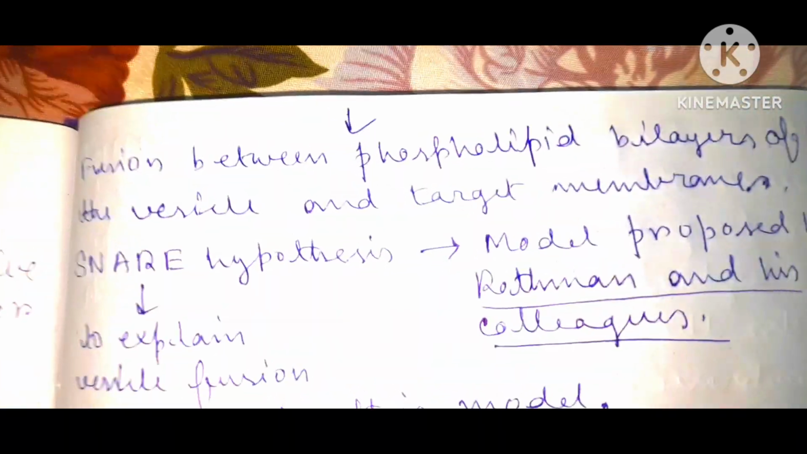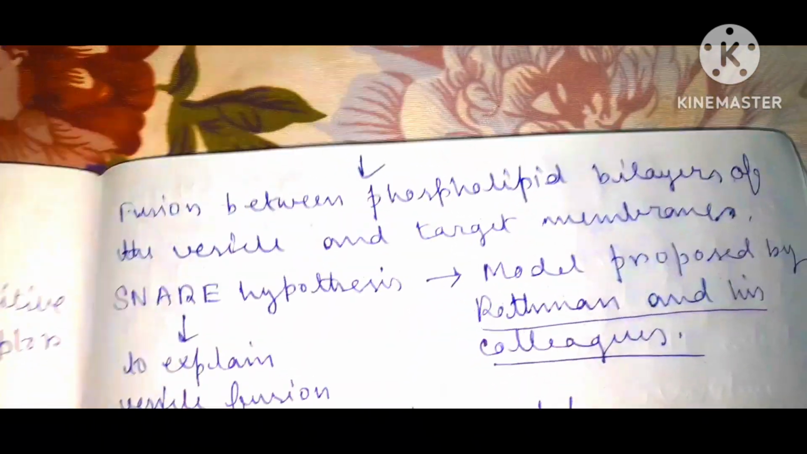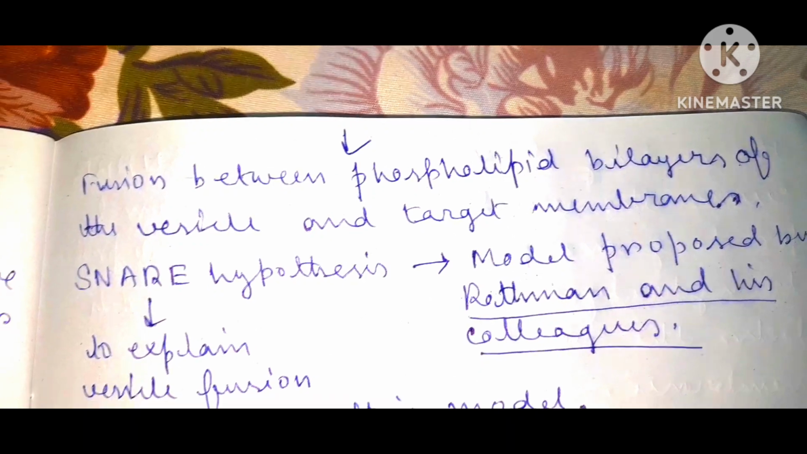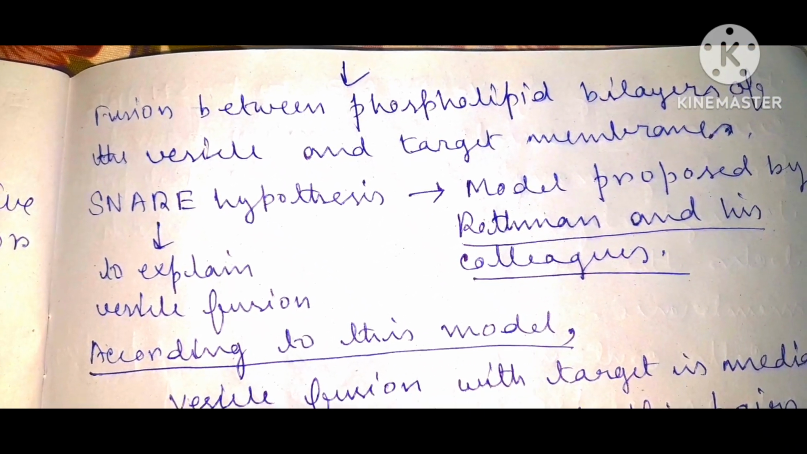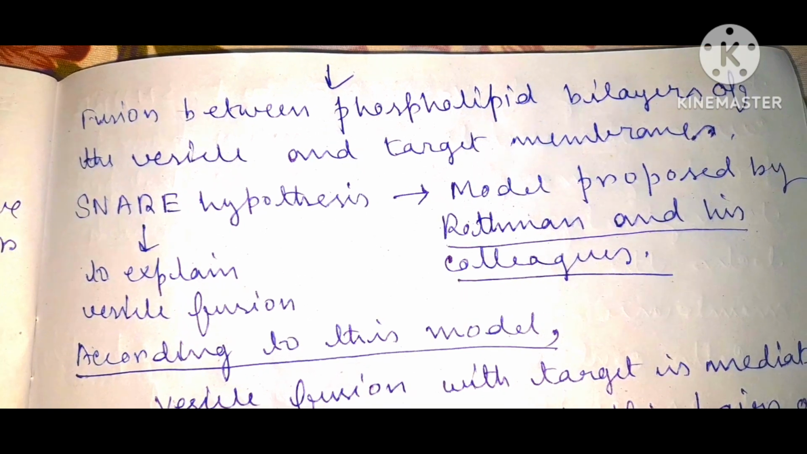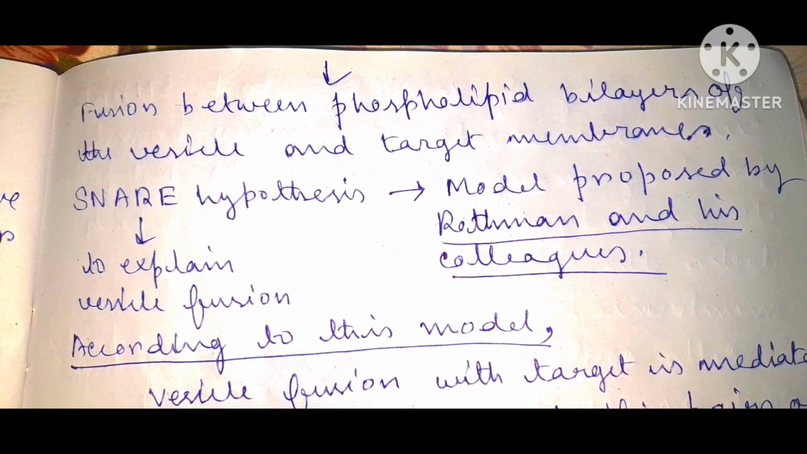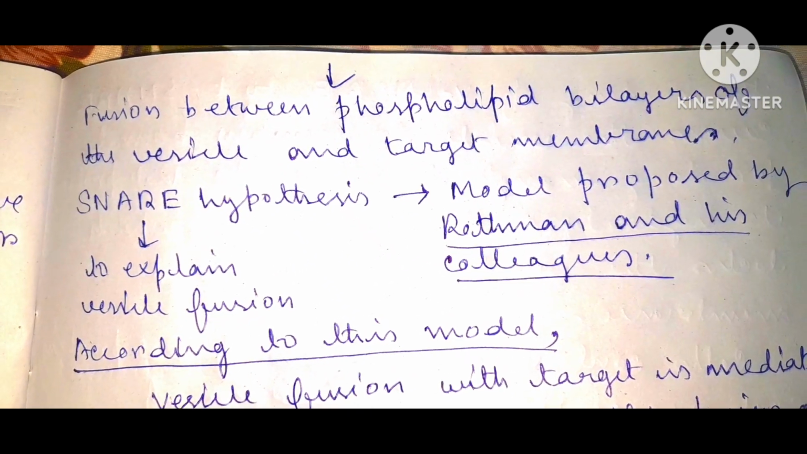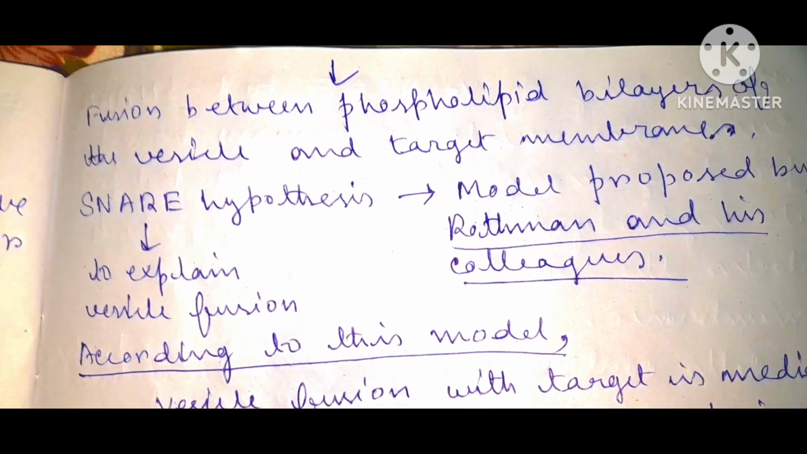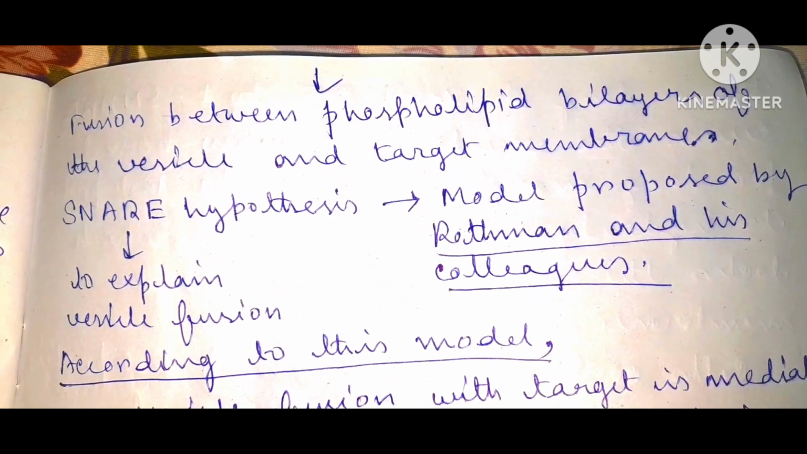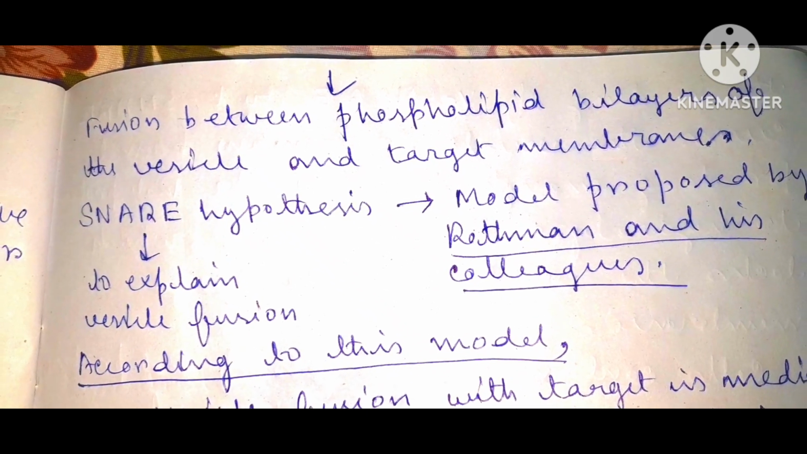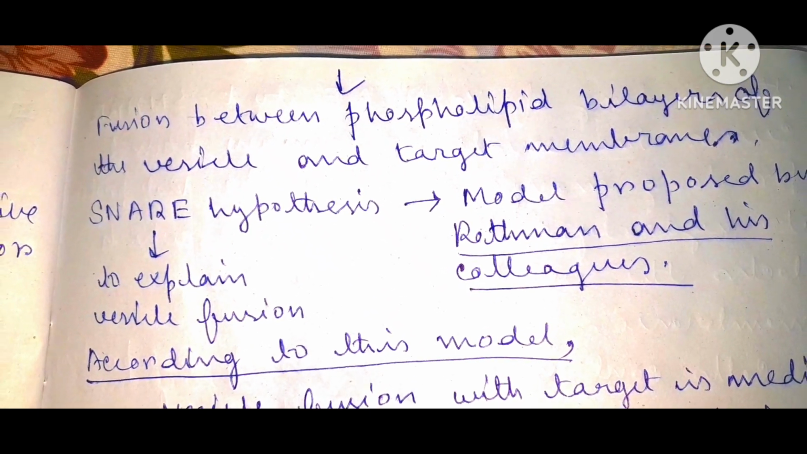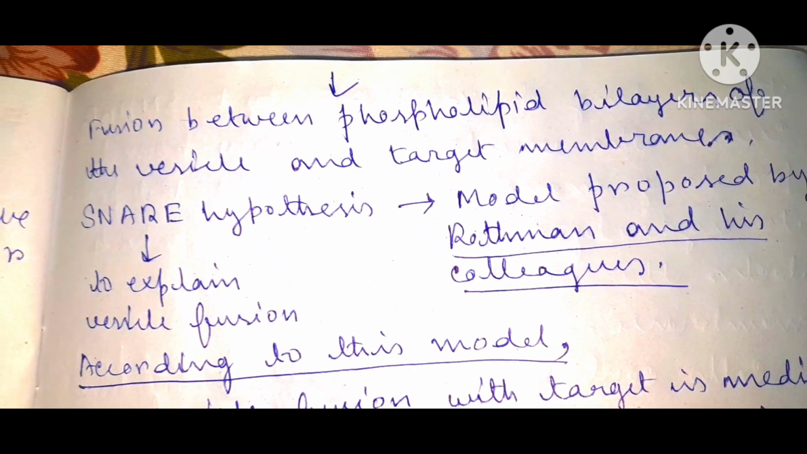is fusion between phospholipid bilayers. All of us know that phospholipid bilayer is a characteristic of plasma membrane, the protein lipid protein membrane, and it is known as phospholipid membrane or phospholipid bilayer. So the next part is fusion between phospholipid bilayers of the vesicle and target membranes.